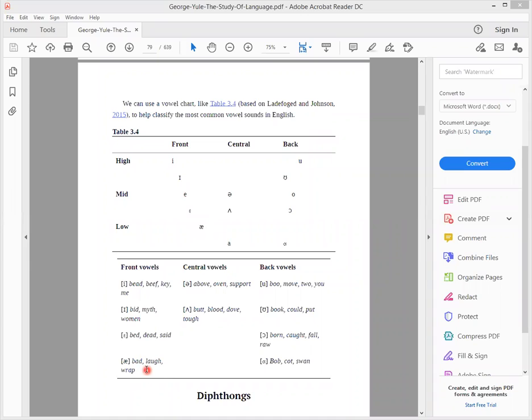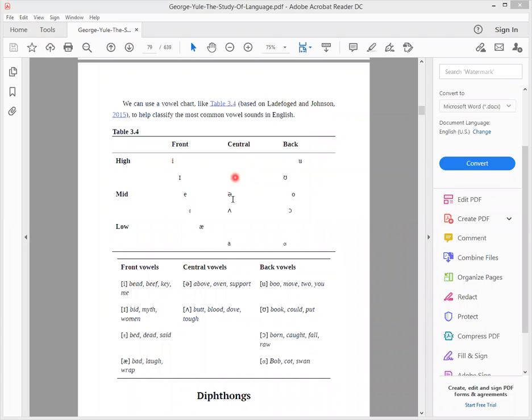So bad, rap, laugh, these three. Now I will read all three. E, bead, e, bid, a, bad. So these are your front, high, mid and low vowels.